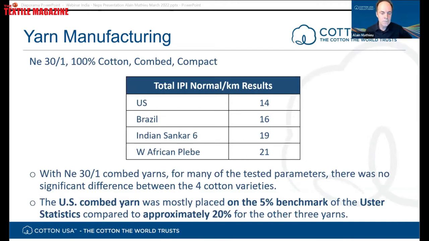With the combed yarn, there was no significant difference between the four cotton varieties. The US combed yarn was mostly placed on the 5% benchmark level of the Uster statistics, compared to an approximate level of about 20% for the other three yarns.